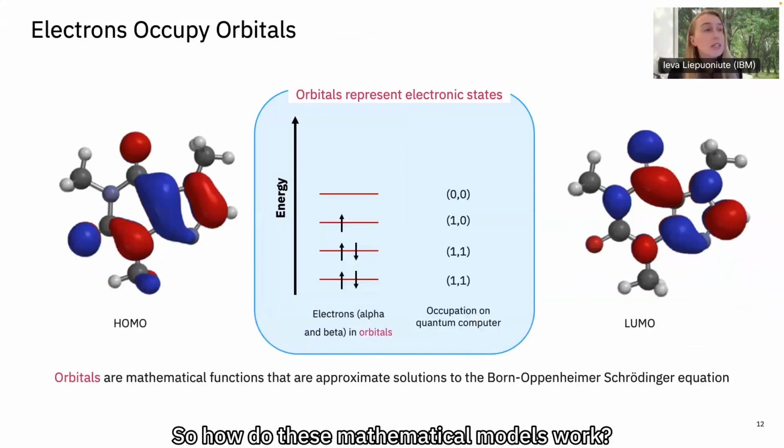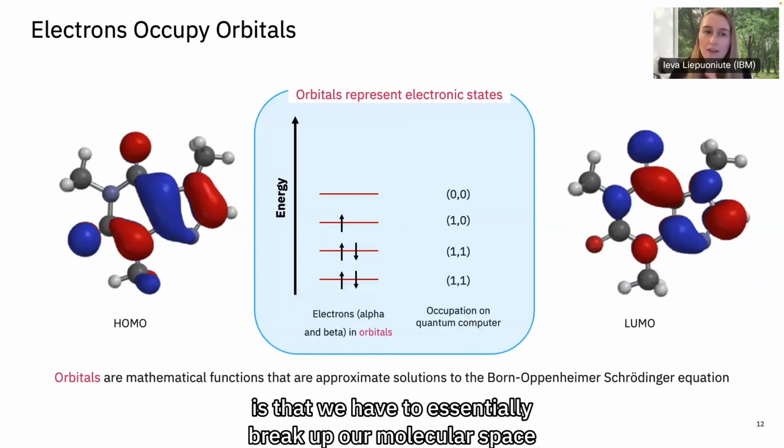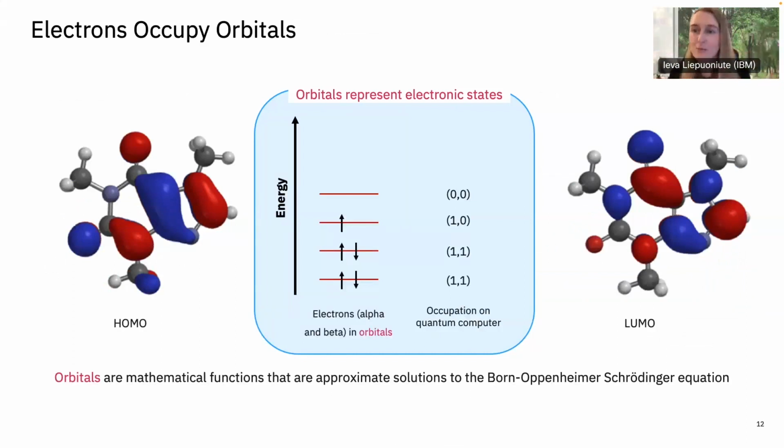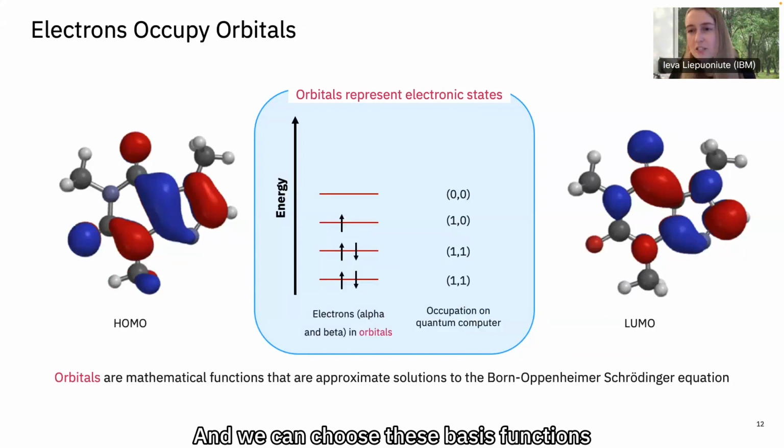So, how do these mathematical models work? Well, an important thing to consider here is that we have to essentially break up our molecular space into basis functions that essentially approximate our molecular orbitals. And we can choose these basis functions in a very large number of different ways.